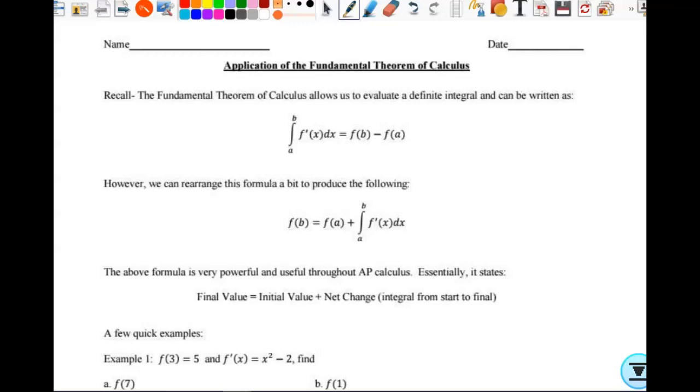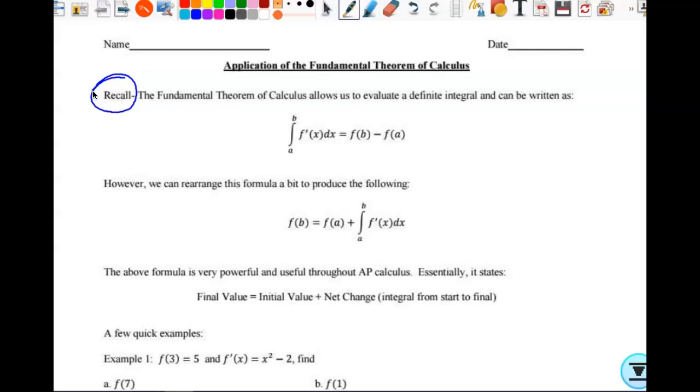Still working on the fundamental theorem of calculus. And look what it says. It says, recall. That means we already know this, right? So that fundamental theorem of calculus that we can use to evaluate a definite integral. So if we have an integral from a to b of anything, f prime of x dx, it's equal to f of b minus f of a, whatever the integral is of that.